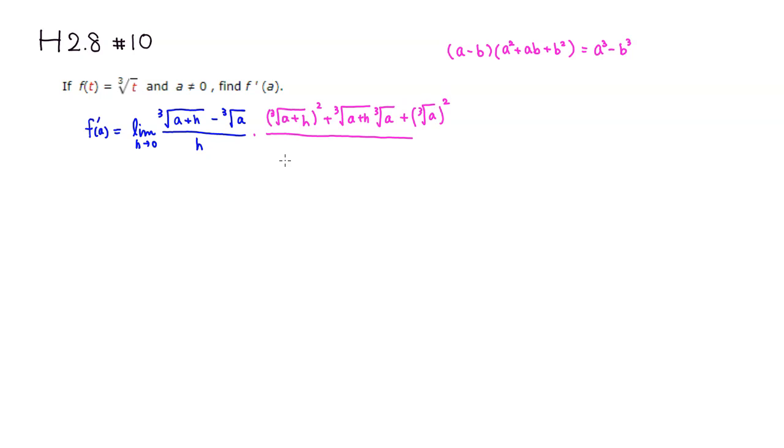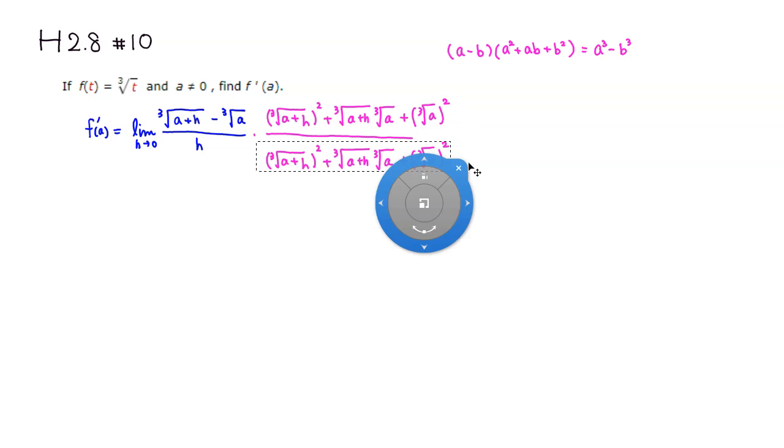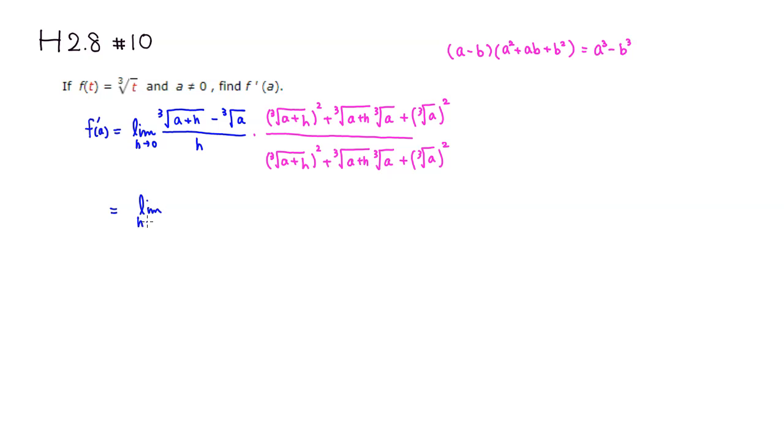I'm going to have to put exactly the same thing in the denominator, so I'm going to do a trick here. I'm going to just make a copy of this, and then put it down here. So it's exactly the same thing. So this is going to come out to be the limit as h approaches 0.